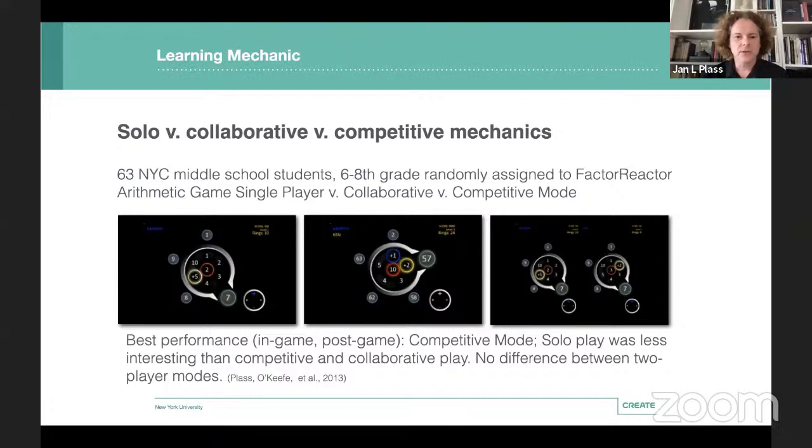And here again, we compared a single player mode on the left, a collaborative mode in the middle, and a competitive mode on the right to see if there were learning differences. And what we actually found is that the best performance in-game and post-game was in the competitive mode for this particular game, which is about rote learning of factoring. And solo play was less interesting than competitive or collaborative play. So playing with someone or against someone was more interesting than playing by yourself.